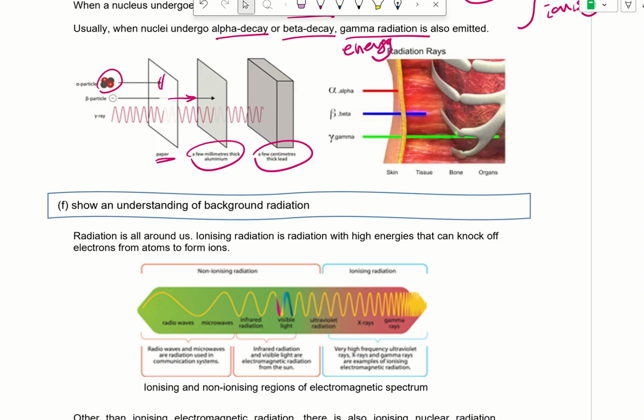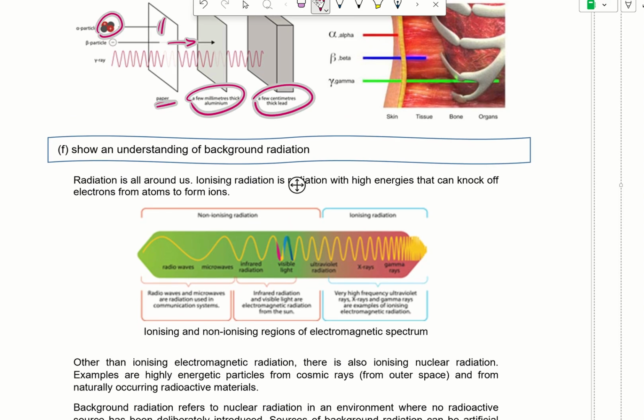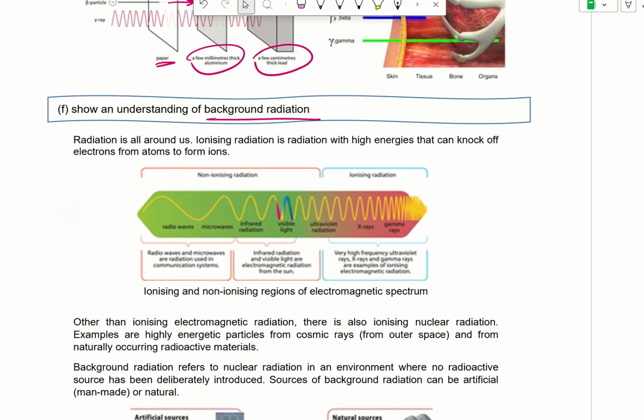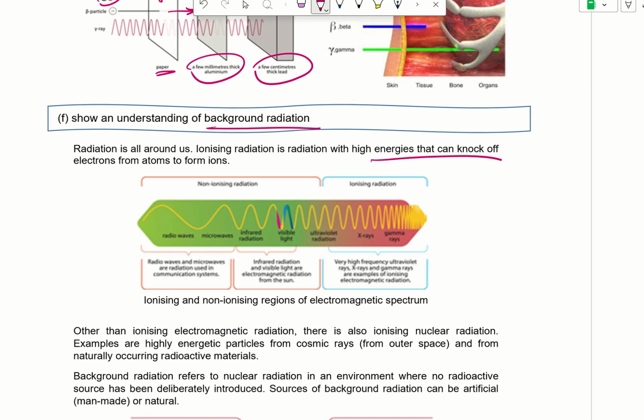So success criteria F: show an understanding of background radiation. Radiation is all around us. Ionizing radiation is radiation with high energy that can knock electrons off atoms to form ions. So basically this is not good, so we shouldn't be exposed to all this.